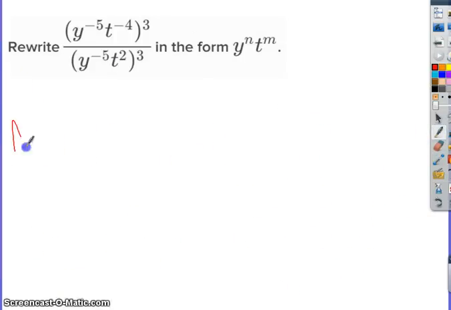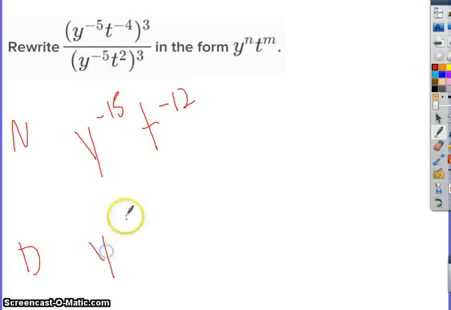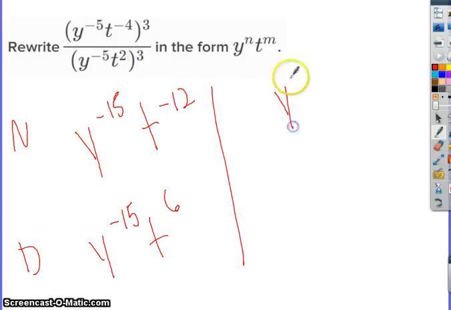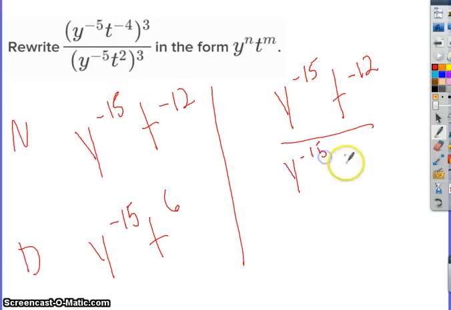All right, the numerator. I've got two bases, y and t. Y to the what? Y to the negative 15, because it's negative 5 times 3. T to the what? Well, negative 4 times 3 is negative 12. Now the denominator. Y to the what? T to the what? Negative 5 times 3 is negative 15, and 2 times 3 is 6. Now you put them together. Y to the negative 15, t to the negative 12, divided by the denominator, y to the negative 15 again, t to the 6.